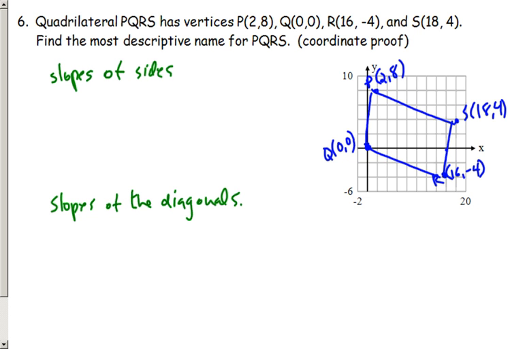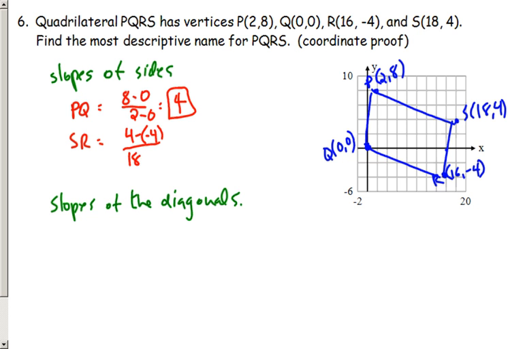So first I'm going to look at the slopes of the sides. So I'm going to look at the slope of PQ first. PQ has a slope of 8 minus 0 over 2 minus 0, which is 4. Okay, I'm going to look at its opposite side, SR. SR has got a slope of 4 minus negative 4 over 18 minus 16. So 4 minus negative 4 is 8, over 2 is 4. So I see that these lines, PQ and SR, are parallel.